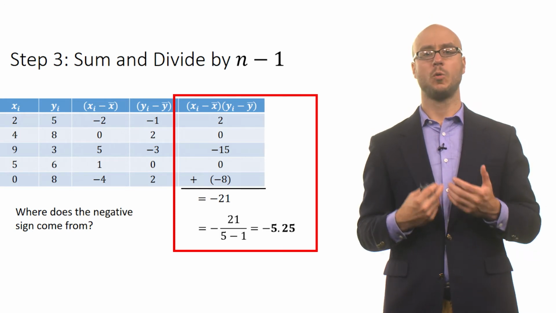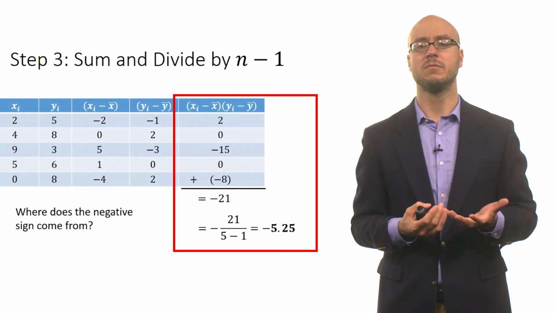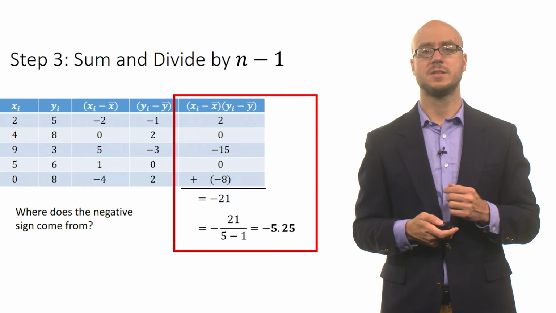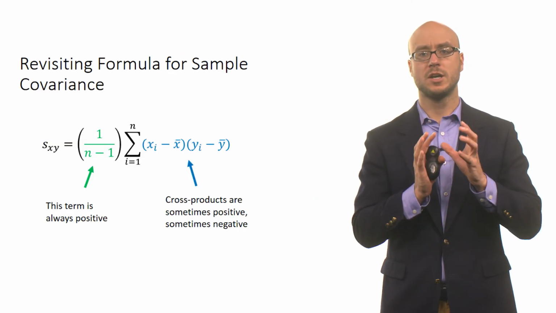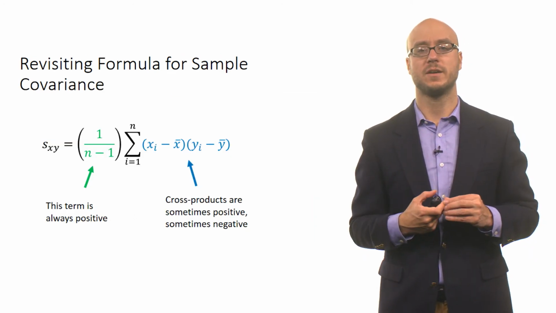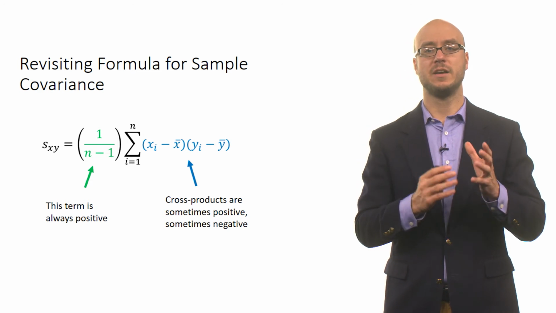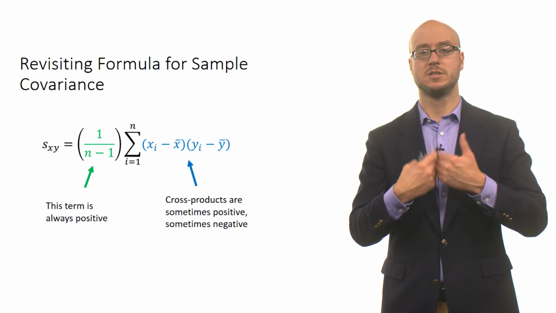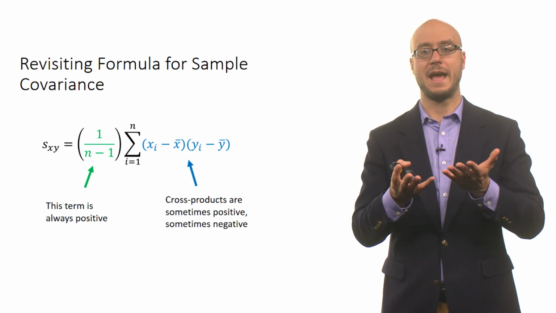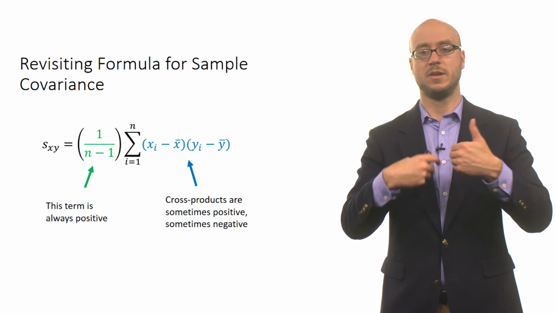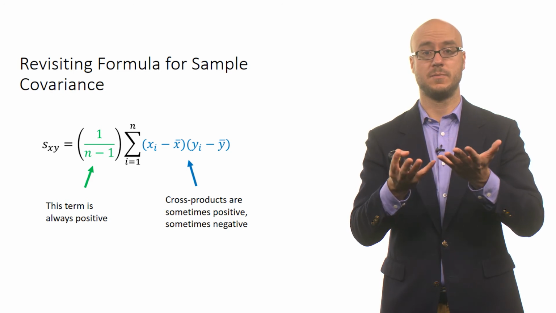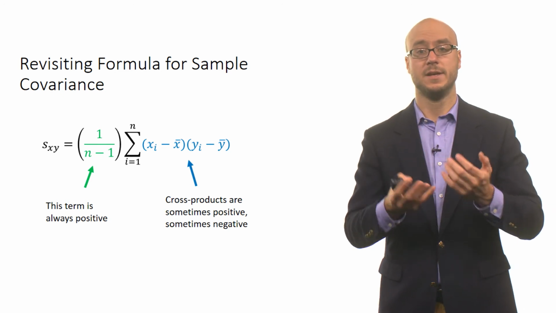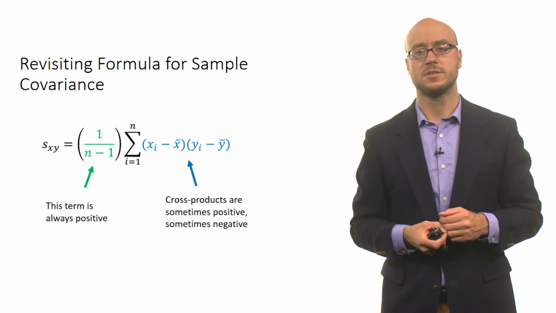Now you might ask, where does this negative sign come from? What does this negative sign mean? Well, let's look at the formula for a sample covariance. You can see that we have this value of 1 divided by n minus 1. That is always positive. As long as you have a sample, the number of people is positive, so you're going to have a positive value for that first term.